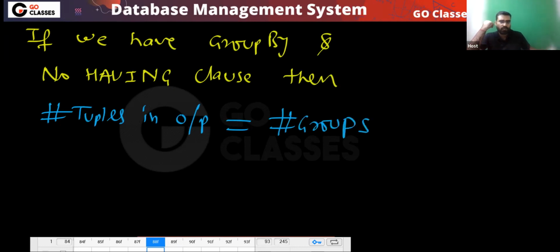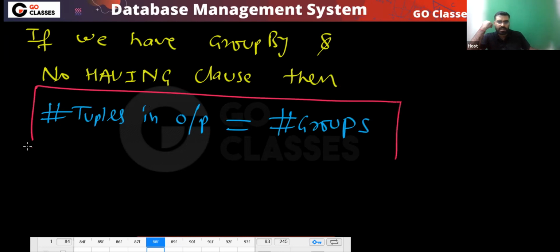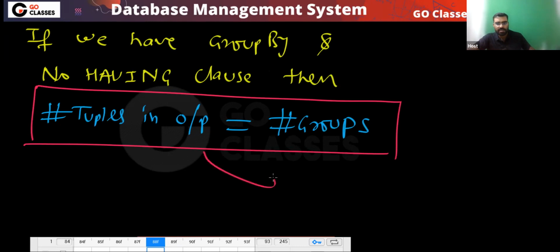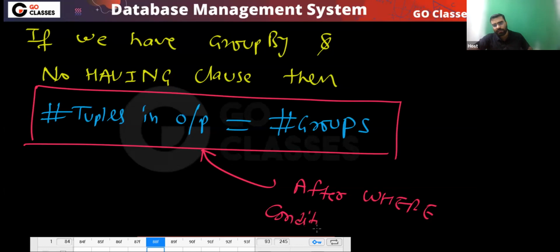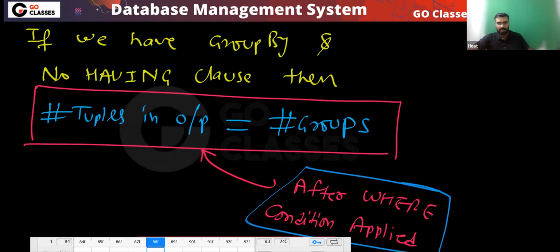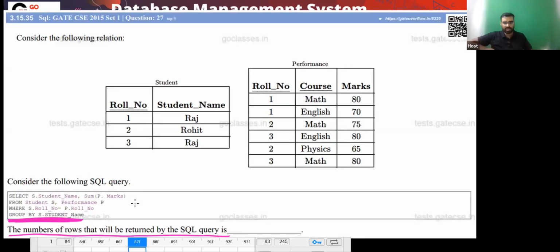Here you need to take care: this you do after the where clause. Once the where condition is applied, then you have to do this. So in this question, you can solve it very easily. Just focus on the number of groups, how many groups will be there.